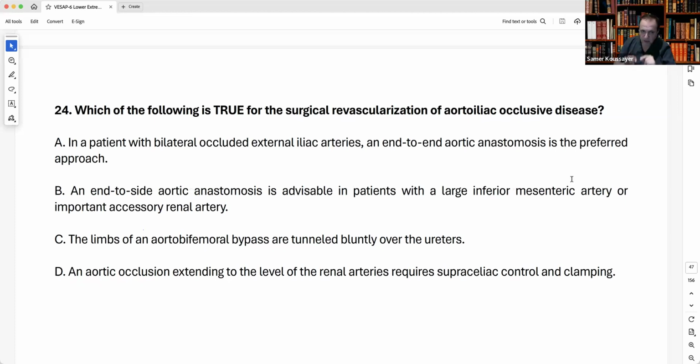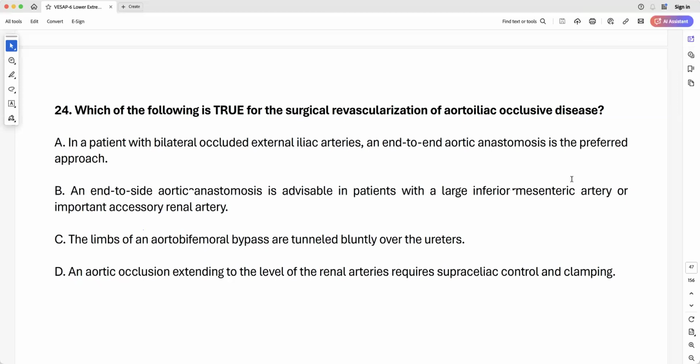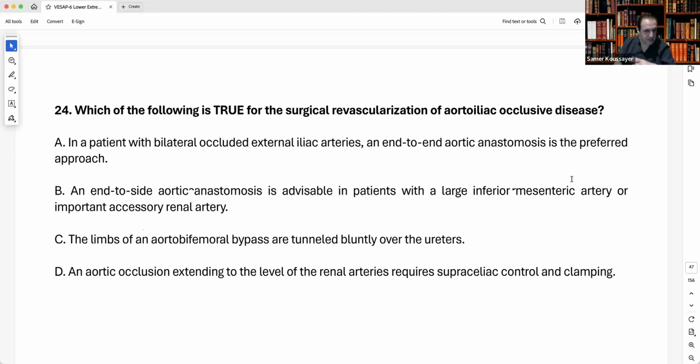Okay? The reason why it's very important when you tunnel, you have to see the ureter and be sure you are behind the ureters. All right? Is it clear? Clear. One time I did the case, and after I finished, I found I am above the ureter. What do you do? This happened with me one time.